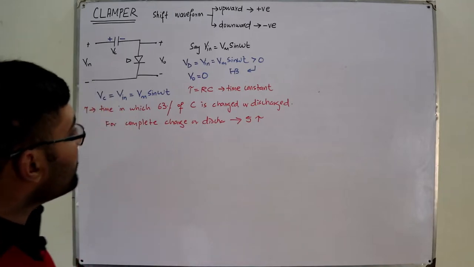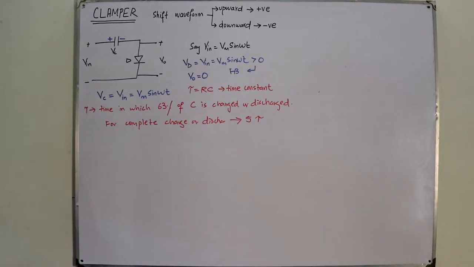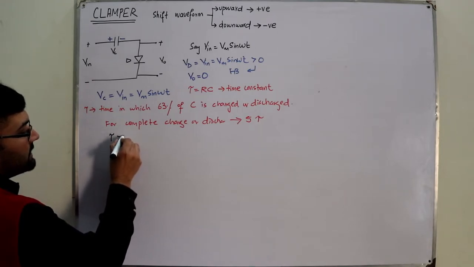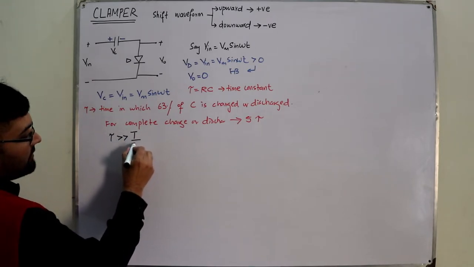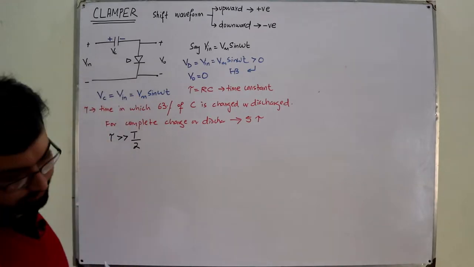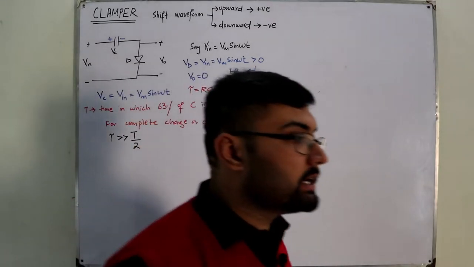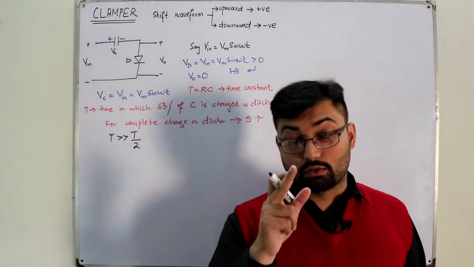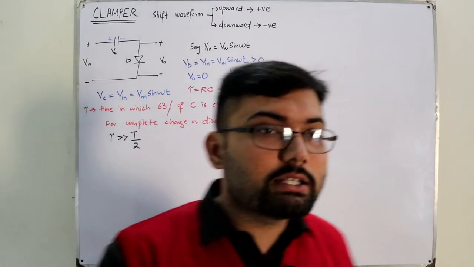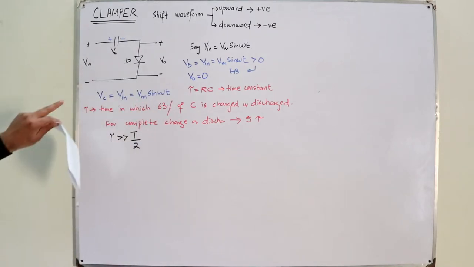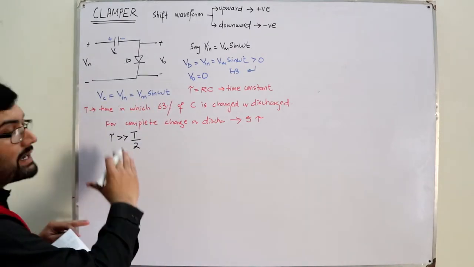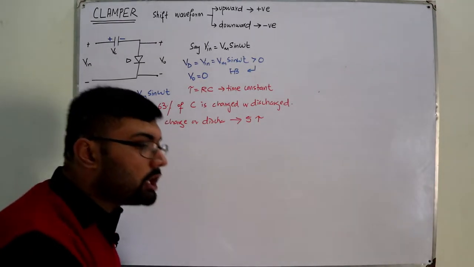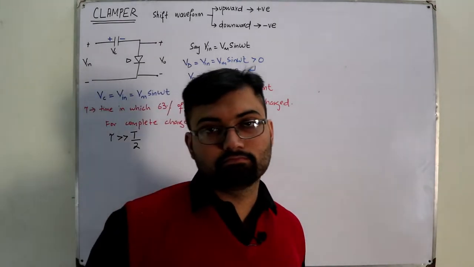So in this case, what we need to do is take the time constant, and this should be far greater than half of the period of our input waveform. Now why is this? This is because once the capacitor gets charged in one cycle, in the next cycle when the diode is off, the capacitor should not discharge in that time.